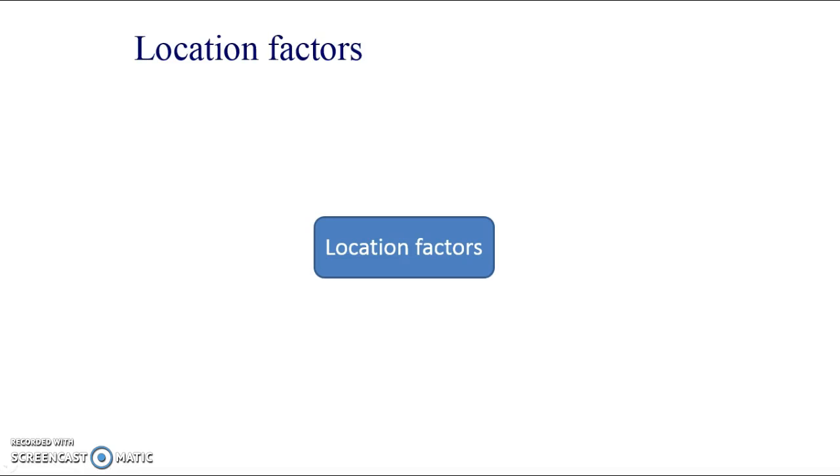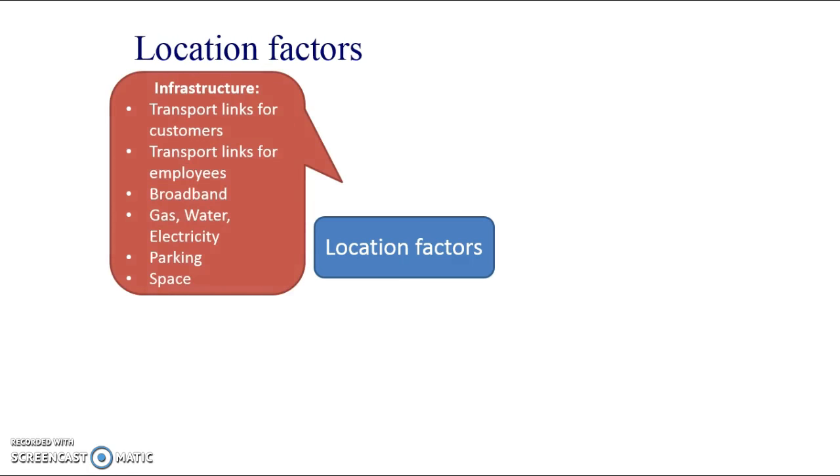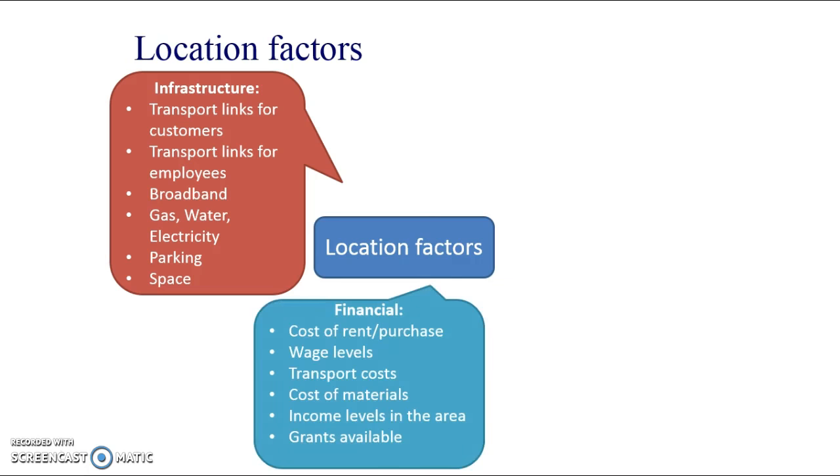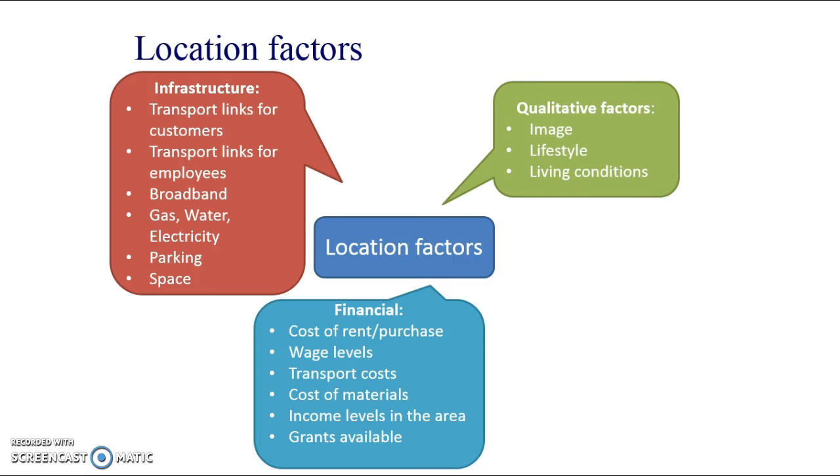So, this is a slide that we saw in my Unit 1 presentation video. These are all the factors that we've got to consider when we're thinking about location. So the infrastructure, so for customers, employees, broadband, gas, electricity, water, parking, the actual physical space that you have. Financial issues, so the cost, wage levels, transport costs, cost of materials, income levels in the area if you're selling to customers in those areas, any grants available, government grants, incentives to locate in that area, qualitative factors as well.